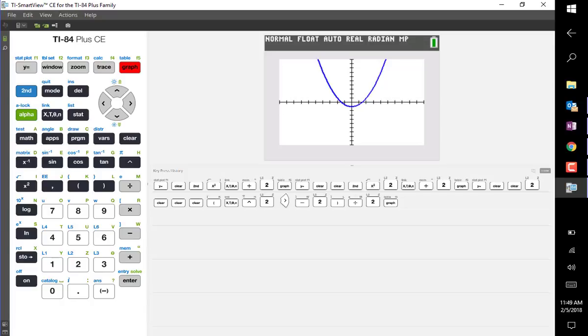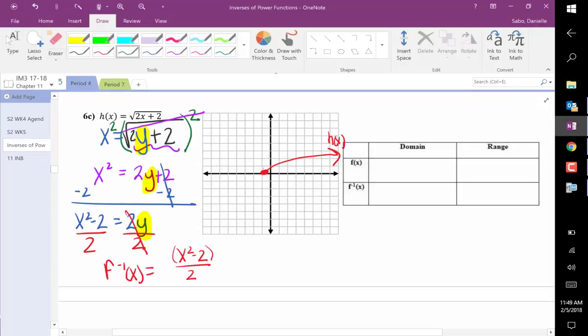So what is the most important point? It's where it starts, which is the vertex in this situation. What is that? Yeah, and doesn't that make sense? It's the opposite of what we had.